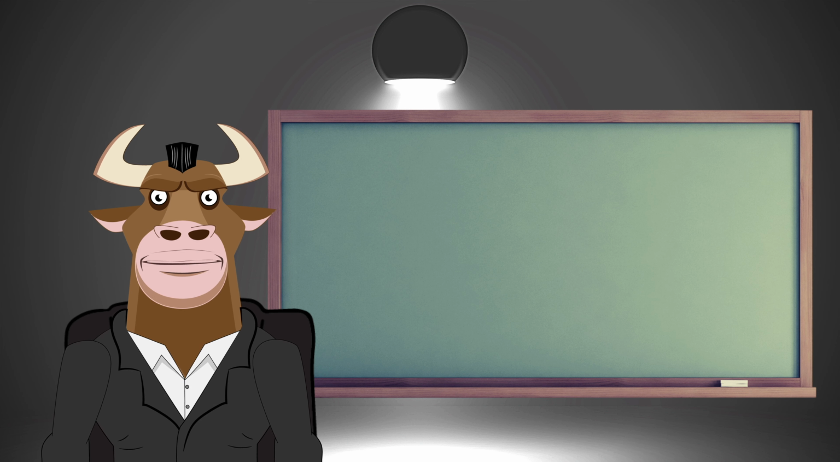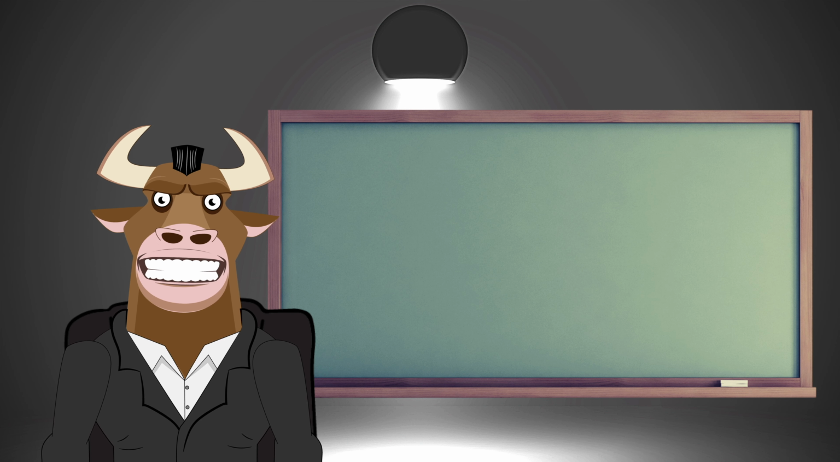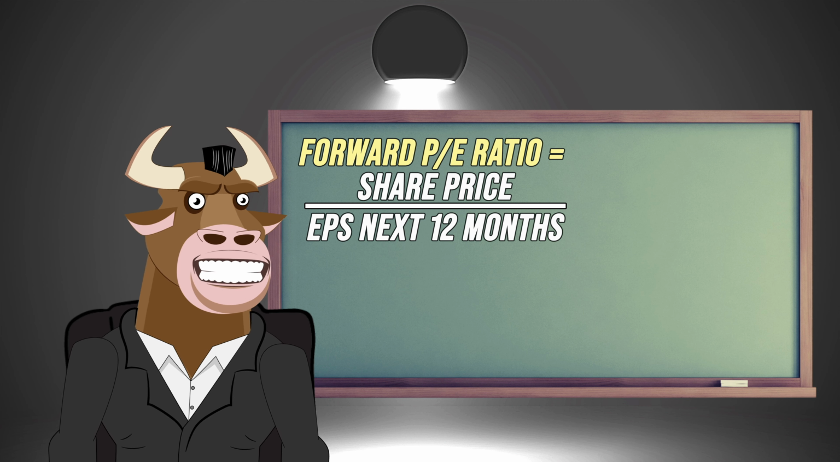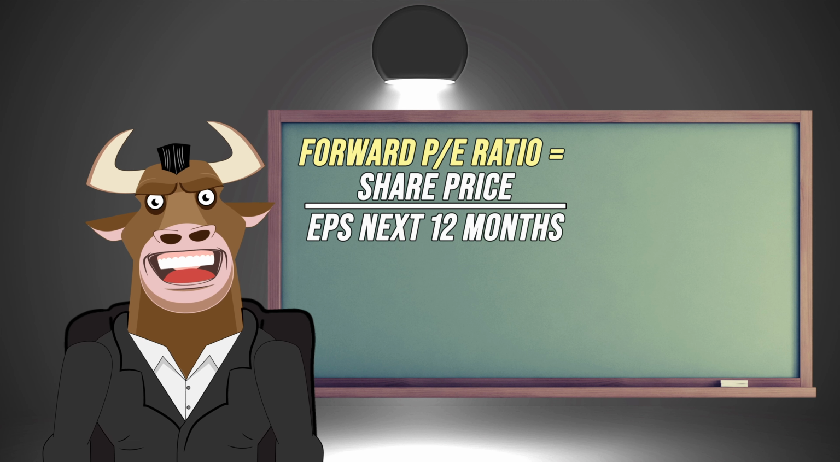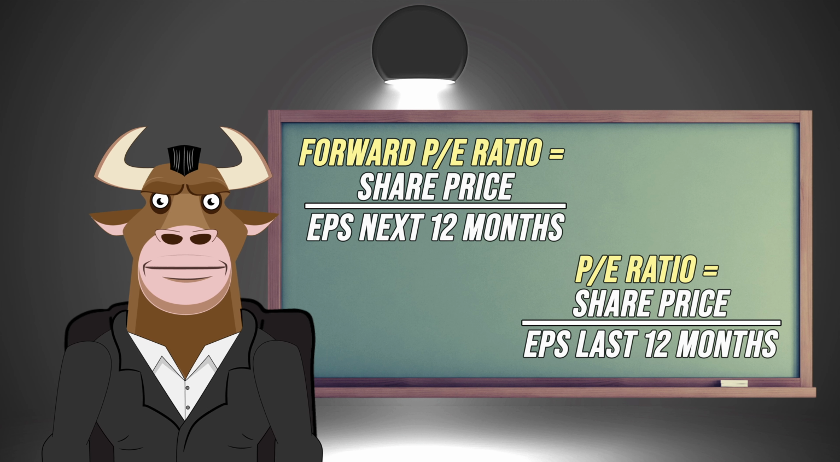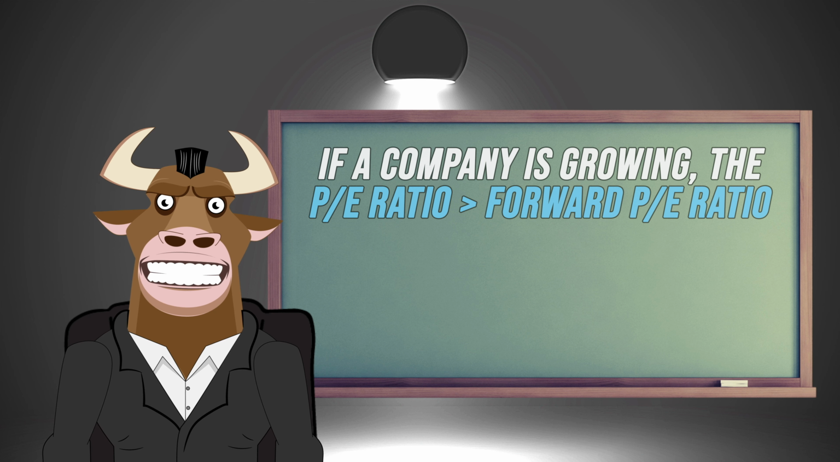The difference between the PE ratio and the forward PE ratio is that the forward PE ratio uses a company's expected earnings per share over the next 12 months, as opposed to the actual earnings per share over the previous 12 months. Typically, if a company is growing, the forward PE ratio is lower than the PE ratio.